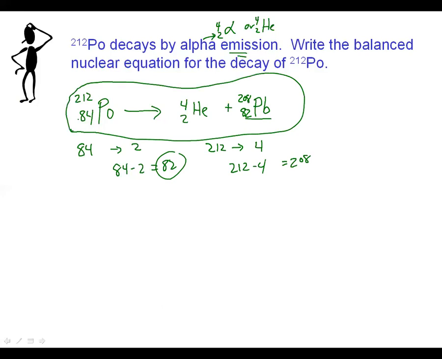It's balanced because on the left-hand side, the total mass number is 212. On the right-hand side, 208 and 4 is 212. Left-hand side, 84. Right-hand side, 2 and 82 is 84. So like I said, the periodic table really is your friend when you're doing this sort of thing. Any questions on that?